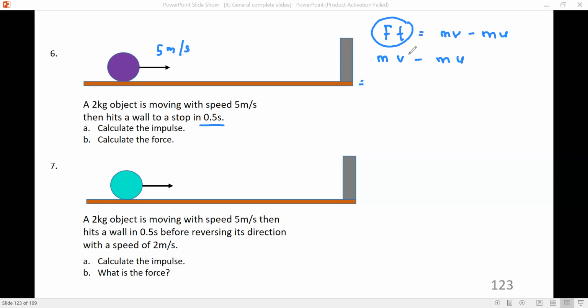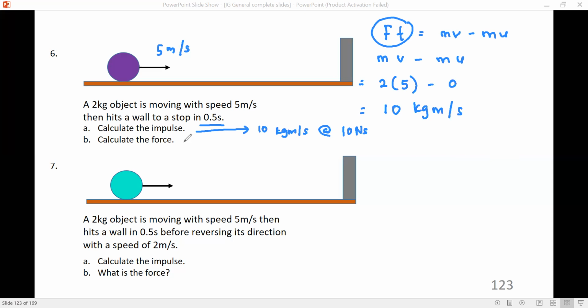So mv minus mu. It is easier if you put the larger number at the front and the smaller number at the back, because you want to calculate impulse as a positive value. So m is 2 and then 5 minus 0. 2 times 5 you get 10. The unit is kg meter per second. So the impulse is 10 kg meter per second, or 10 Newton second.